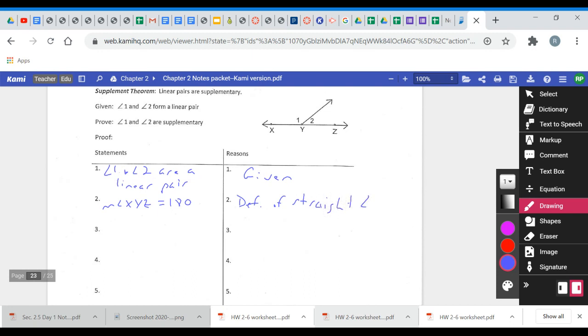Okay, from there, we know that if I look at this picture, I can add up these 2 smaller angles and equal them to the whole big angle. So that's what I'm doing here, is I am saying that the measure of angle 1 plus the measure of angle 2 is equal to measure of angle XYZ. And that is the angle addition postulate.